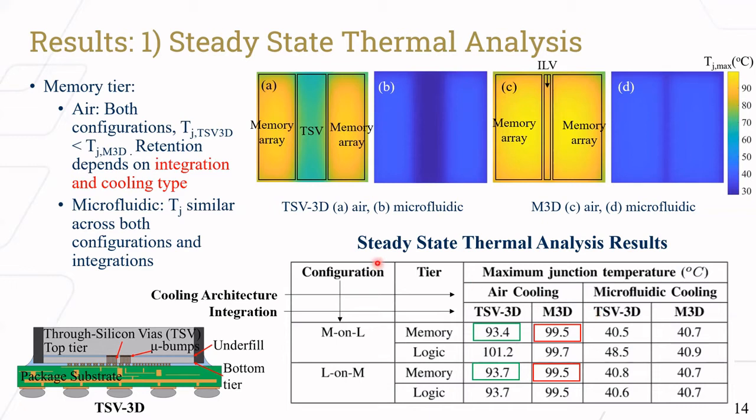So what we noticed in the results was there are two key things. First was for air cooling. Looking at just the memory tier, here are the contour plots for just the memory tier in all four cases. For both configurations, the junction temperature for TSV-based 3D was lower than the monolithic 3D, which can be seen over here if you just look at the memory tier. And one of the key reasons, I think we understand, is better isolation due to the presence of an underfill layer between the two dies, while it does not exist in monolithic 3D integration. So there's a larger steady state thermal coupling between the tiers.